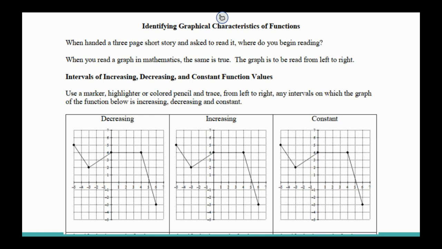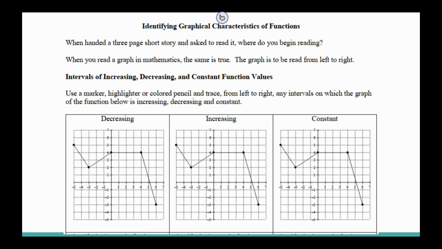Okay, so when you're asked to read a short story, you read starting at the top left. You go that way. When you read a graph in math, the same is true. You're going to read it from left to right. Today we're talking about increasing, decreasing, and constant function values.